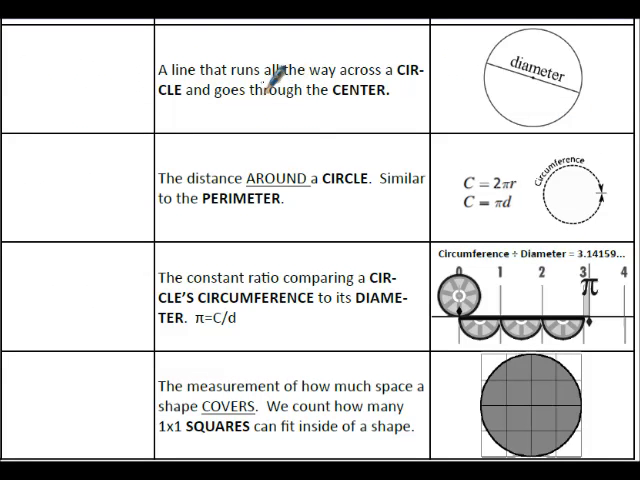A line that runs all the way across a circle and goes through the center is called the diameter. And if I look at half of that circle, the diameter made a capital D with the circle. That's how I remember which one's diameter and radius.